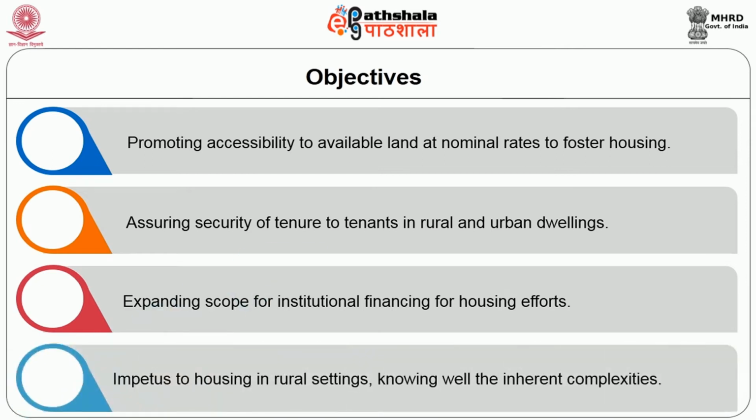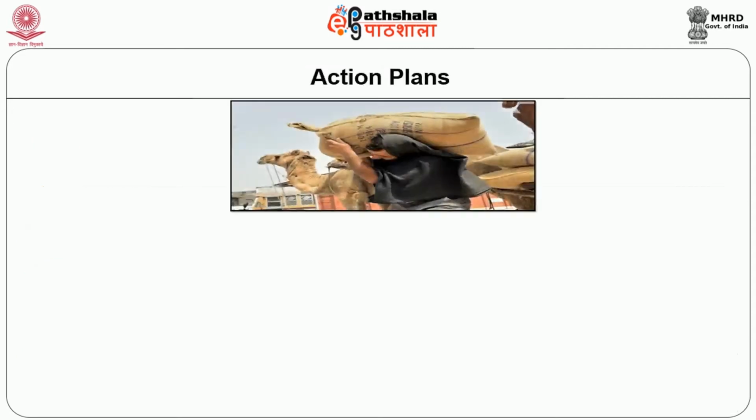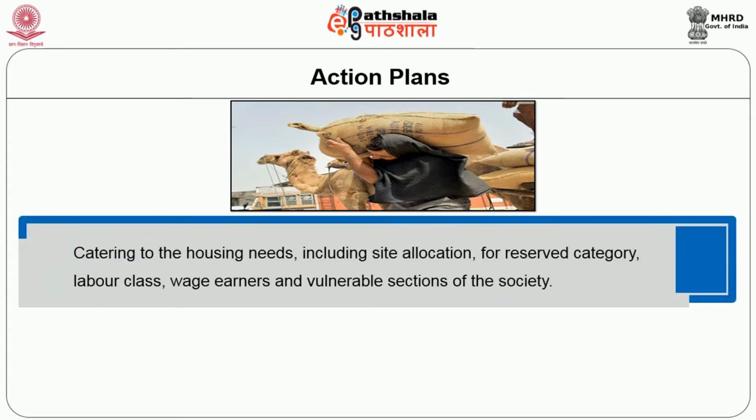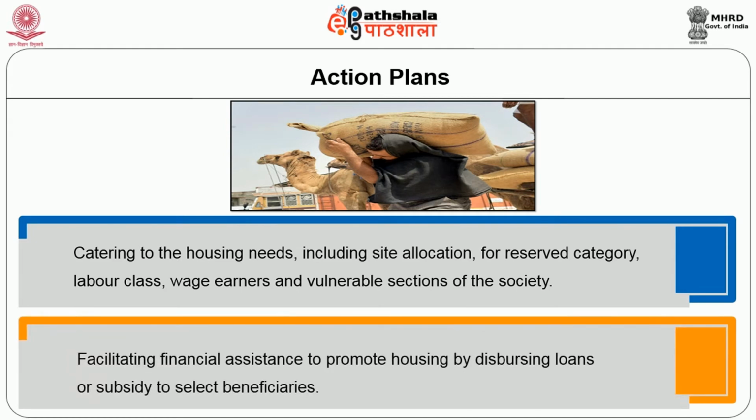In accordance with these factors, the policy had put forth its action plans. And what are they? To enable and facilitate easy implementation of its decisions, the policy had laid concrete action plans rooted on the 2 broad strategies, primarily catering to the housing needs, including site allocation for reserved category, labor class, wage earners and vulnerable sections of the society, and secondly, facilitating financial assistance to promote housing by disbursing loans or subsidy to select beneficiaries. Understood the essence of this policy?